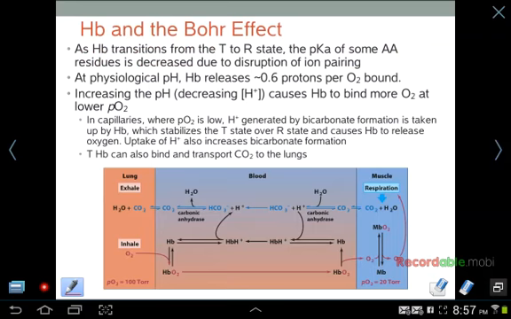Let's see, what else we got? Oh, okay, this is really cool. So hemoglobin and the Bohr effect.